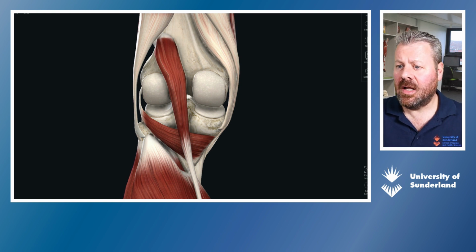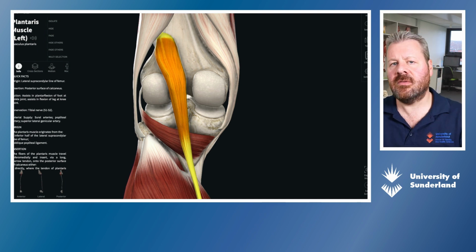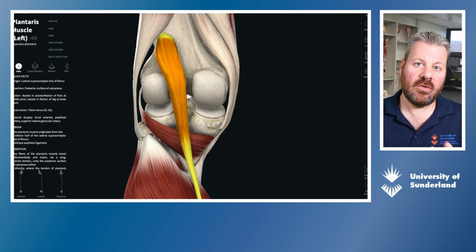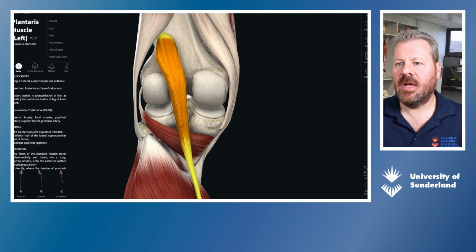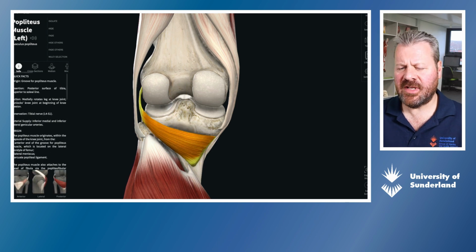If we zoom in to the posterior aspect of the knee in a little bit more detail, you can see that there is a long muscle here which is called the plantaris muscle. This actually travels right down to the calcaneus and forms a common attachment along with the soleus and the gastrocnemius. This is actually missing in a specific group of people. We'll hide that away and we'll look at this muscle here, which is the popliteus muscle.